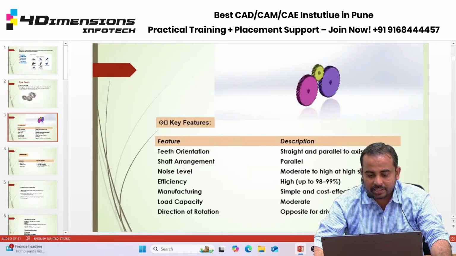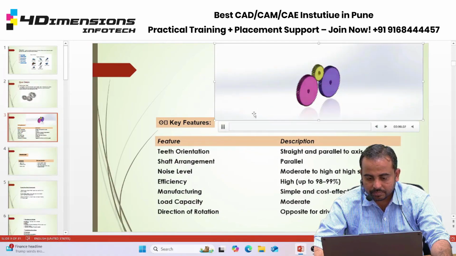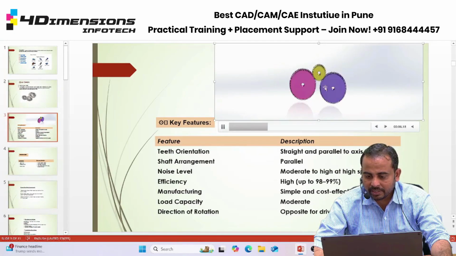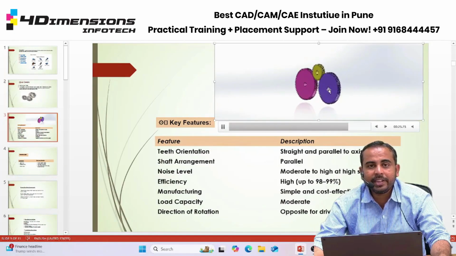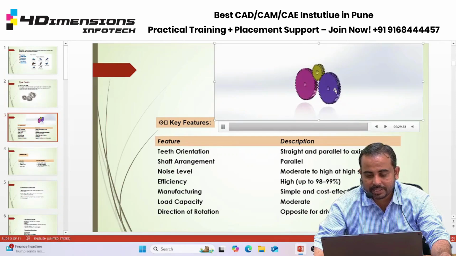Now the key features, but before that we'll play this animation. You can see an animation of how these spur gears rotate with each other. So I'll put on this animation here. This is the rotation of the spur gear. There are two gears, and in between there is a small gear. For proper engaging, we need to ensure that the modules of these spur gears are all the same size.